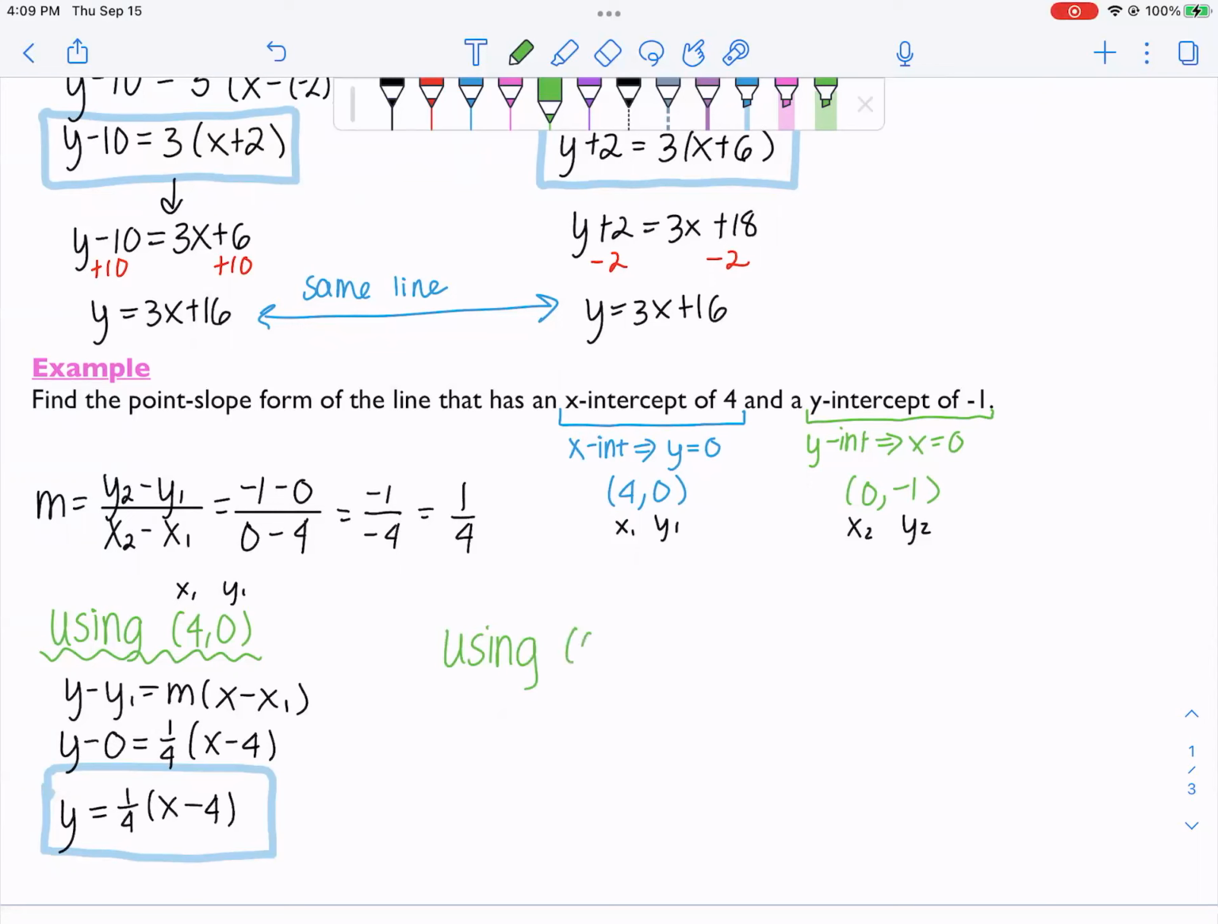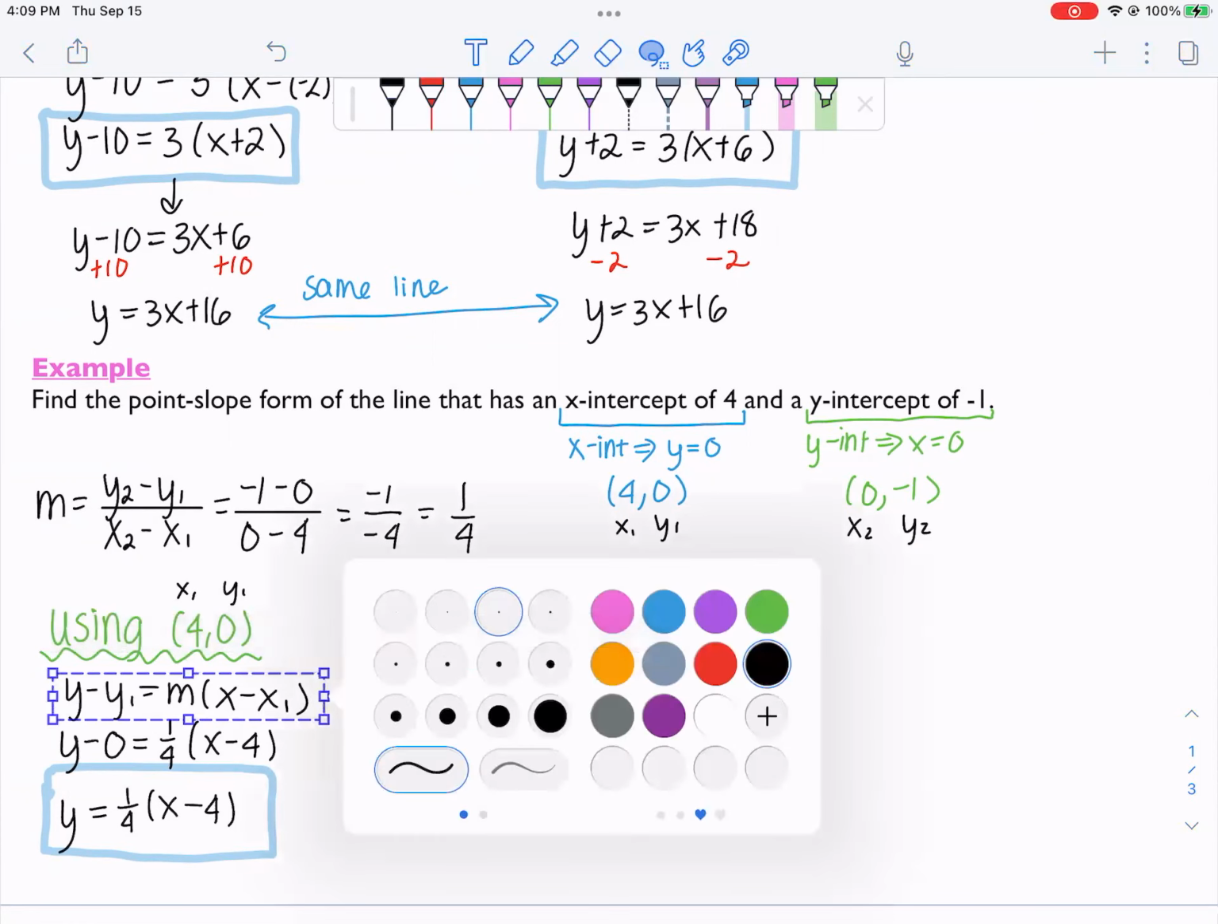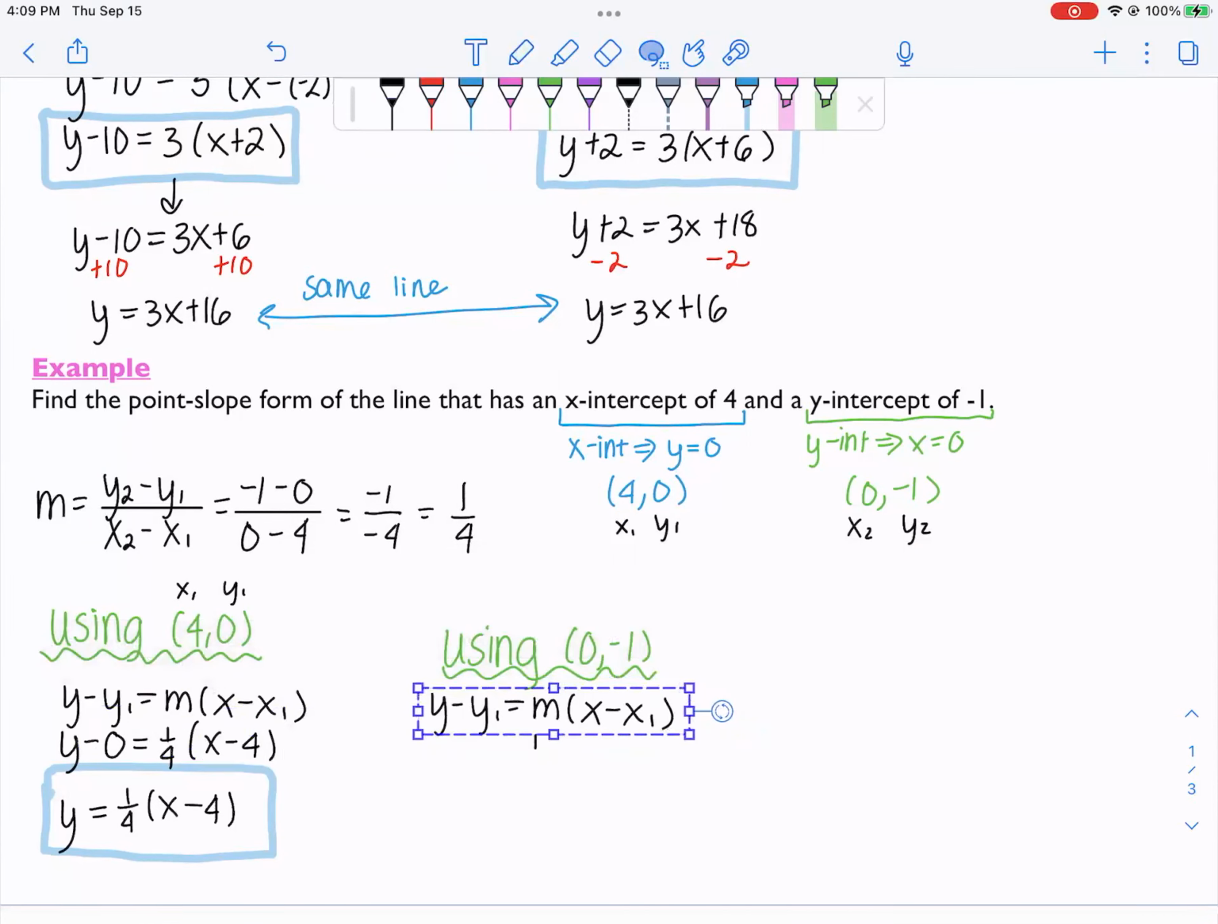Using the other point, (0, -1), again, duplicate. Here's our point-slope formula. So we have y minus y1, x1, y1. And it doesn't matter that they were x2, y2 up here. That was just for the purposes of slope. So y1 is -1, m is 1/4, x minus x1 is 0. So this is y plus 1 equals 1/4 x.